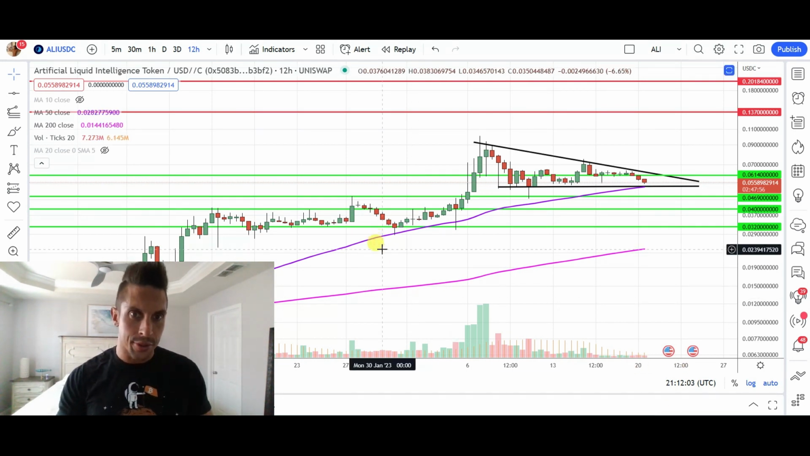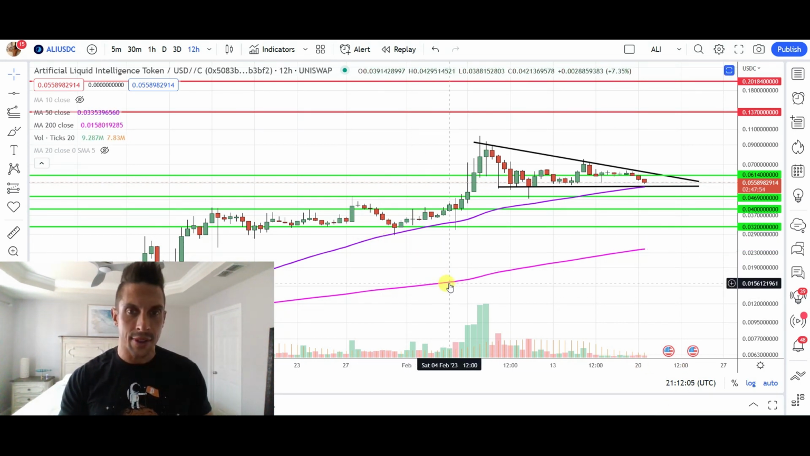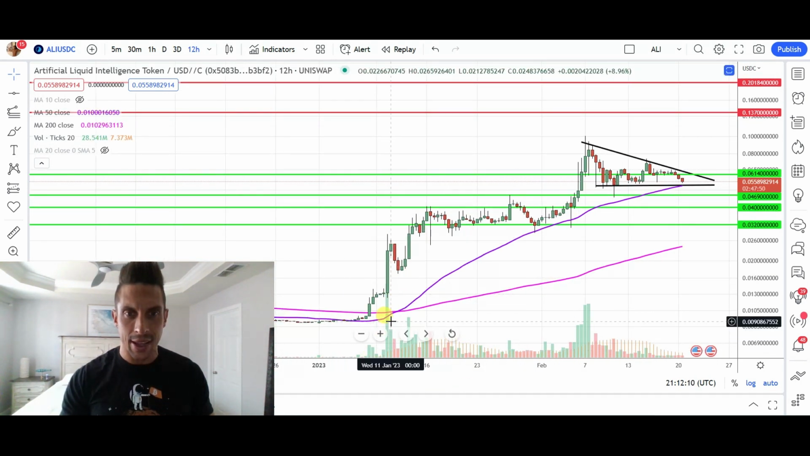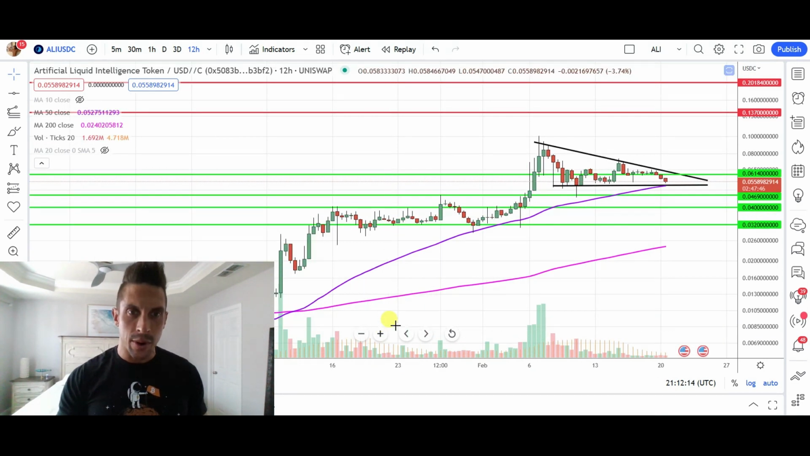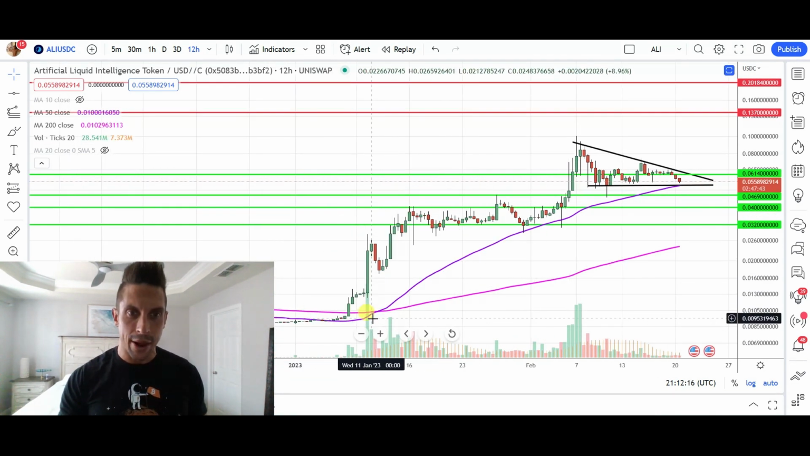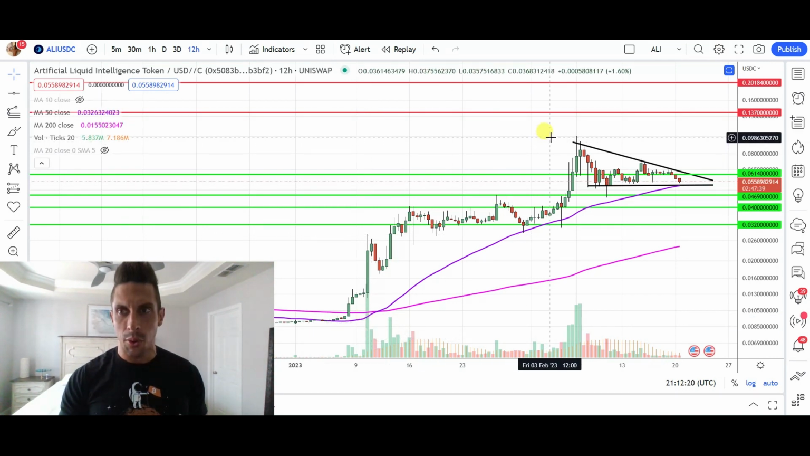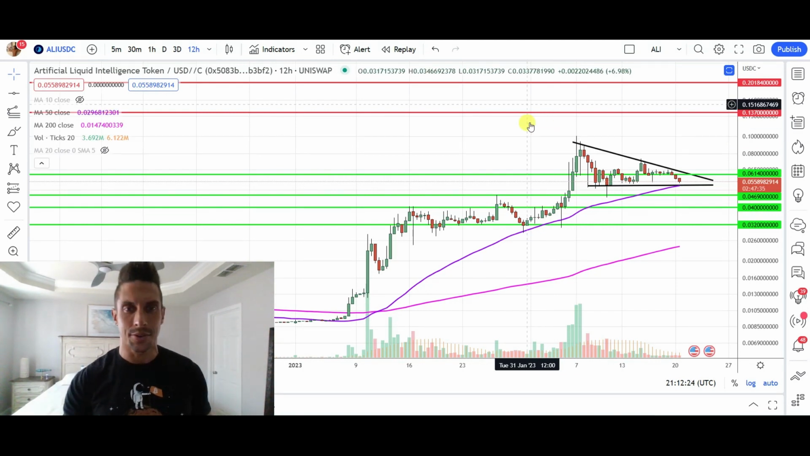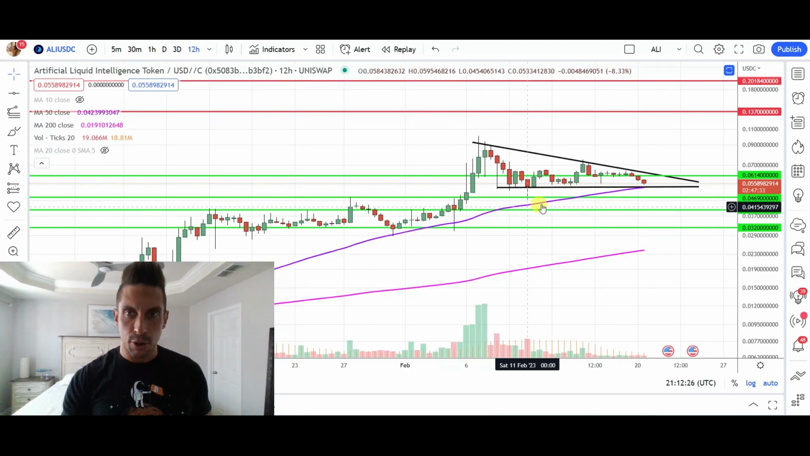You can see here the purple is the 50 and the pink is the 200. We had a golden cross here back in, looks like about mid-January. Ever since then, one of the things I want you to keep in mind, we had a parabolic rise in price from just about 1 penny all the way up to about 10 cents. So we've already done a 10x, okay? It's been following this purple line here.